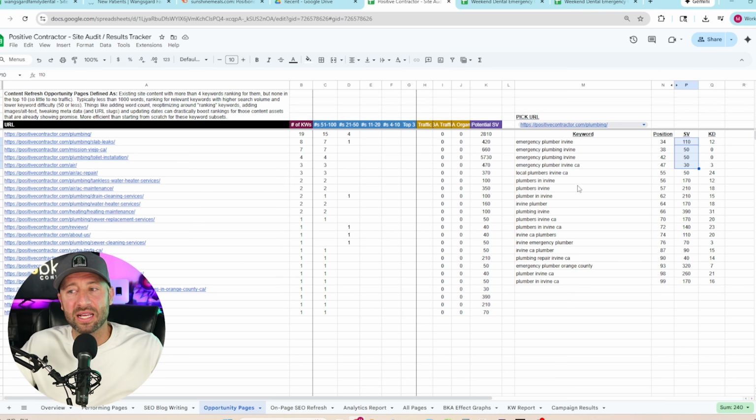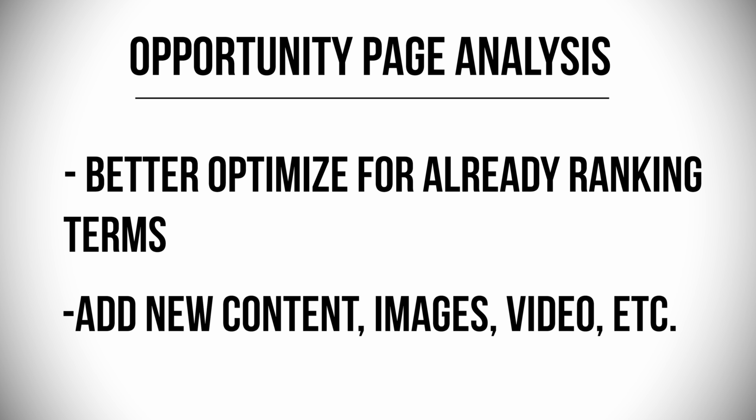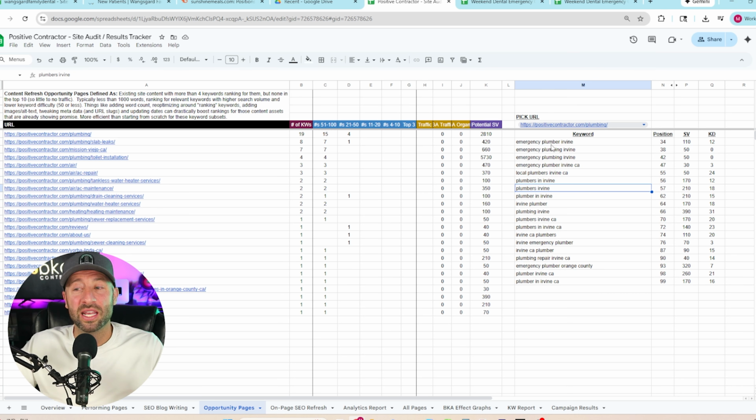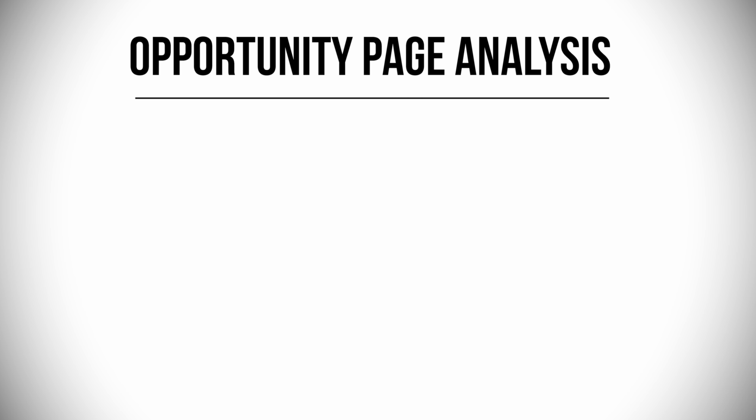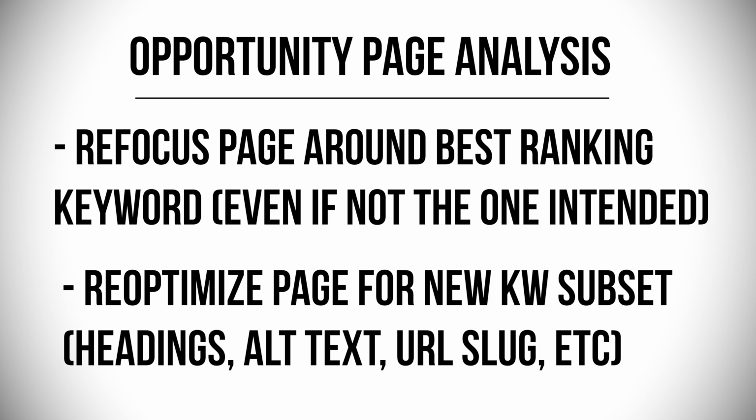So what that tells me is that either A, go back into this page and re-optimize it around plumbers in Irvine, having confidence that he is ranking for those terms, and potentially with some additional content optimization, he could start to rank higher for those things. Or he could reassess that he's ranking better for emergency plumber type keywords and change this page to an emergency plumber in Irvine type page. And then re-optimize that page with keywords in the headings, in the image alt text, and really maximize that page for this new term that he realizes he's ranking for.